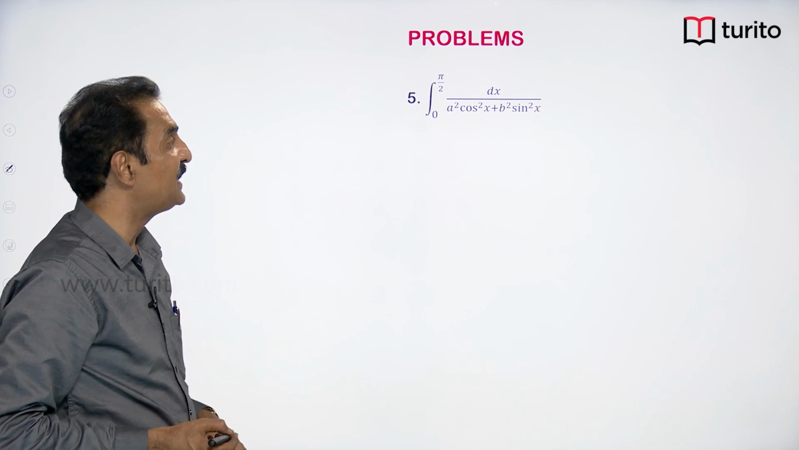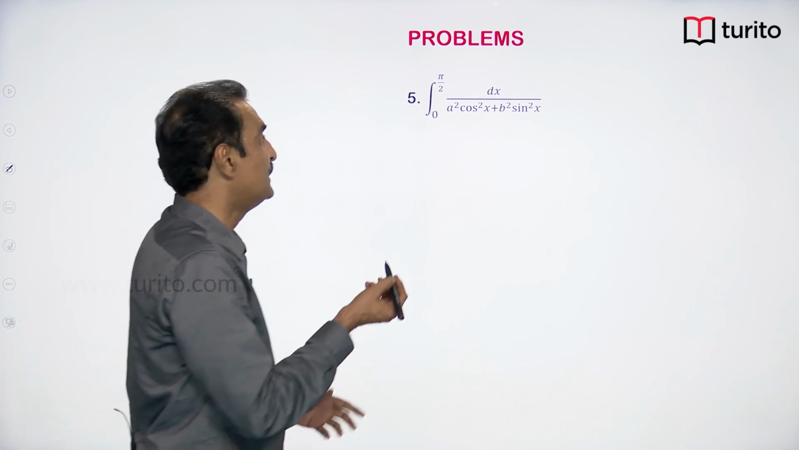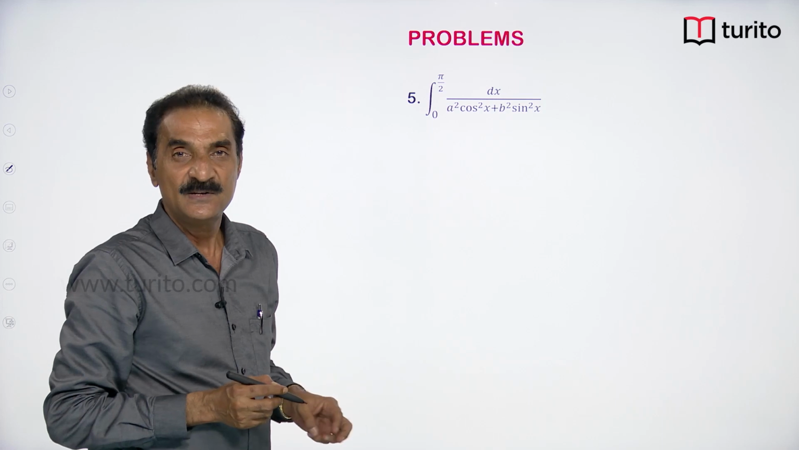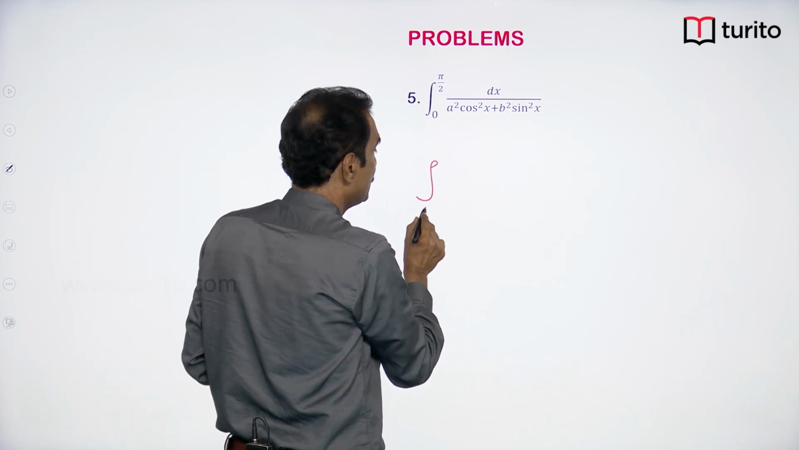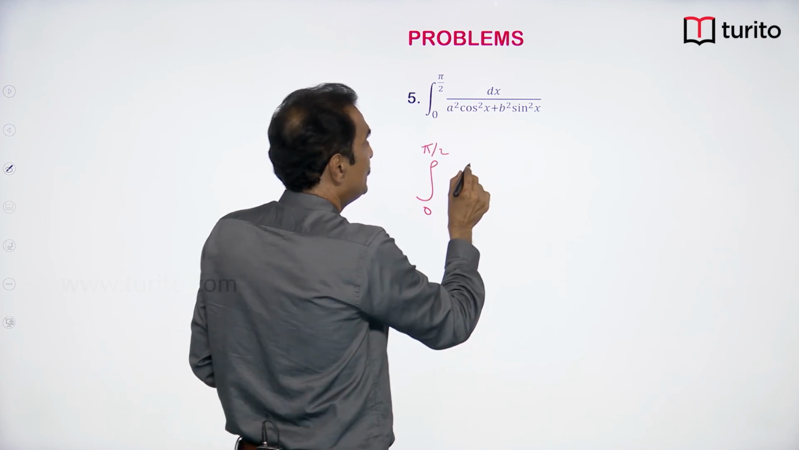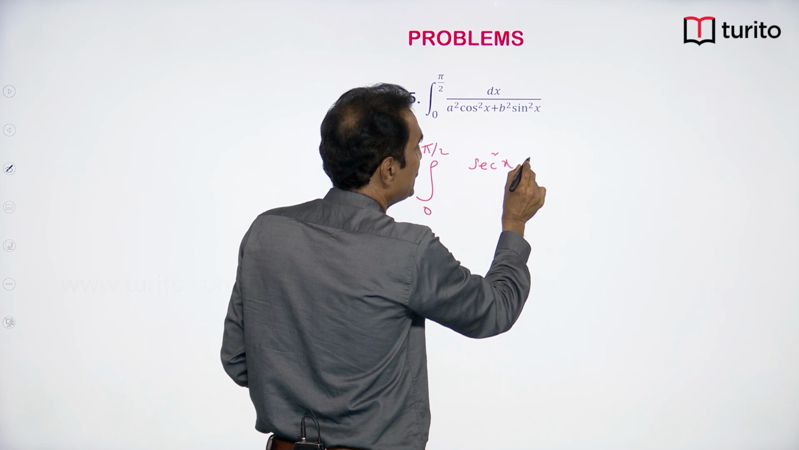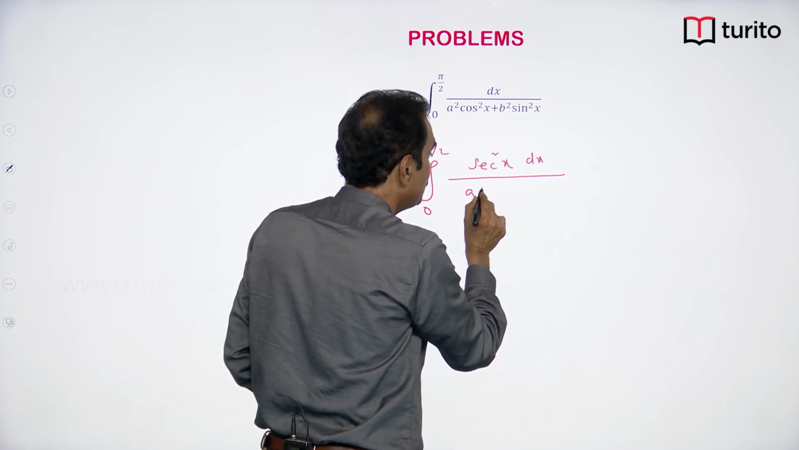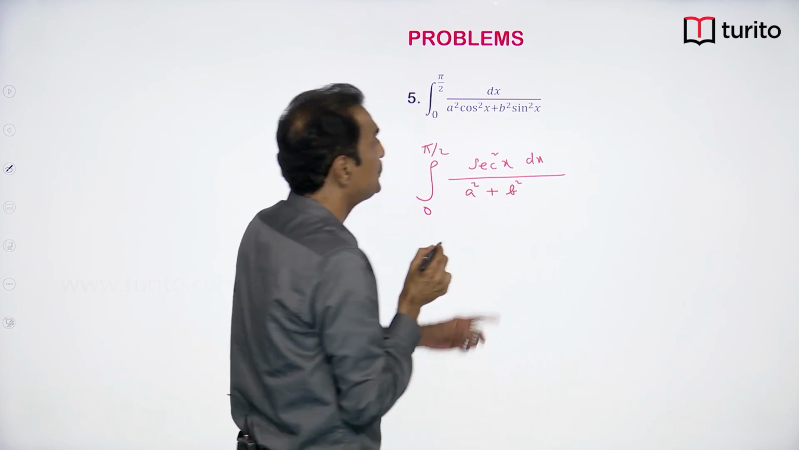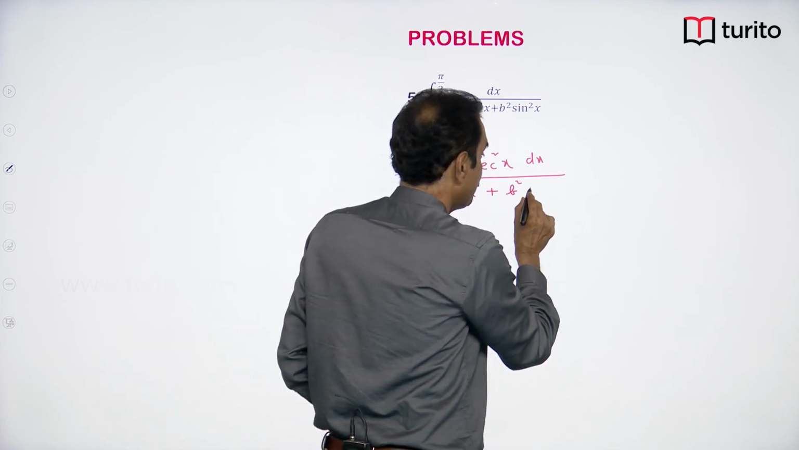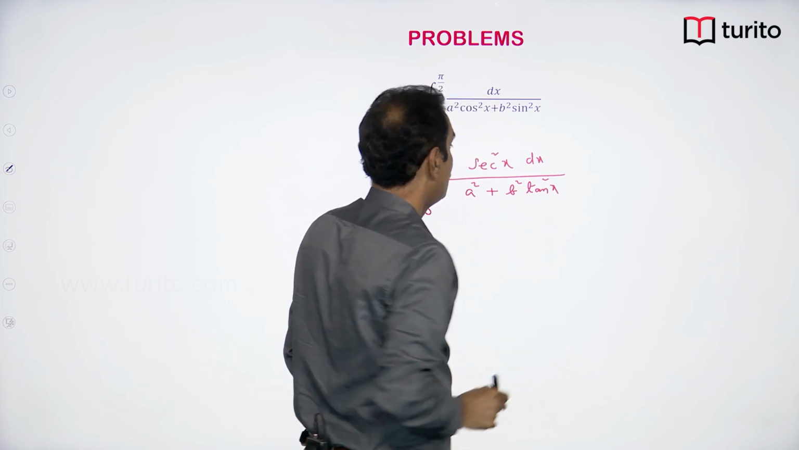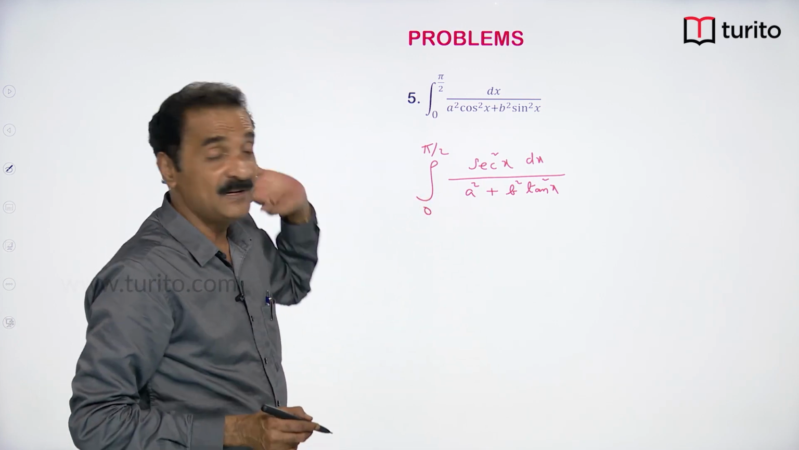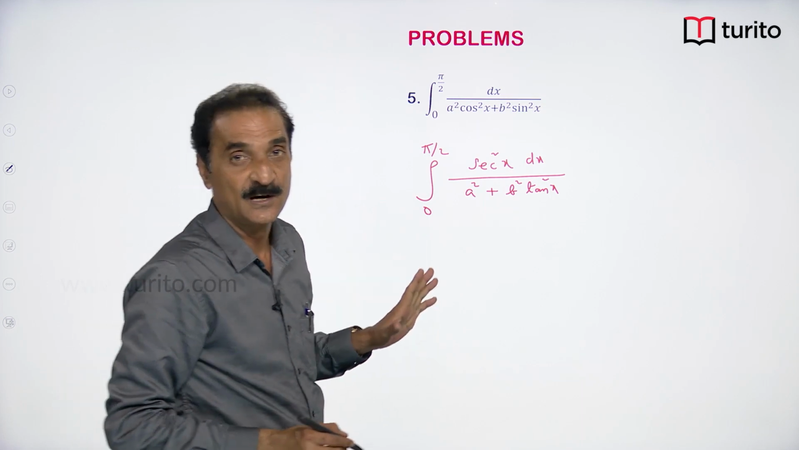Integral 0 to pi by 2 dx by a square cos square x plus b square sin square x. Here, what is the method in indefinite integration? We will multiply and divide by secant square x. You will get secant square x dx by denominator becomes a square plus b square into tan square x. What will you substitute? Tan x is equal to t, and in the interval 0 to pi by 2 tan x is monotonic. So, the substitution is 100% correct.